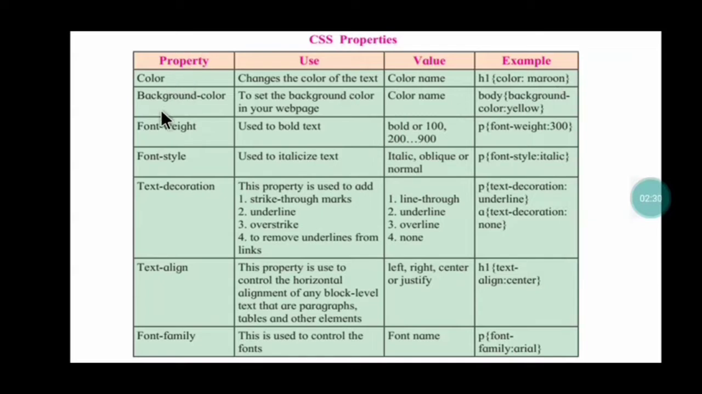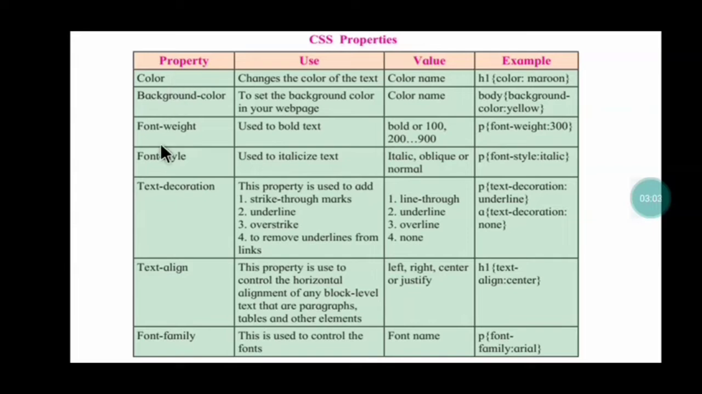The next property given here is background color, which can apply a background color to the page. It sets the background color in your web page. The value will be a color name, and the example is given here, body. Suppose you want to give the background color to the page, then you must use the body tag. In the brace bracket you can write background dash color, then colon yellow, the name of the color. So the background color will be yellow for your page.